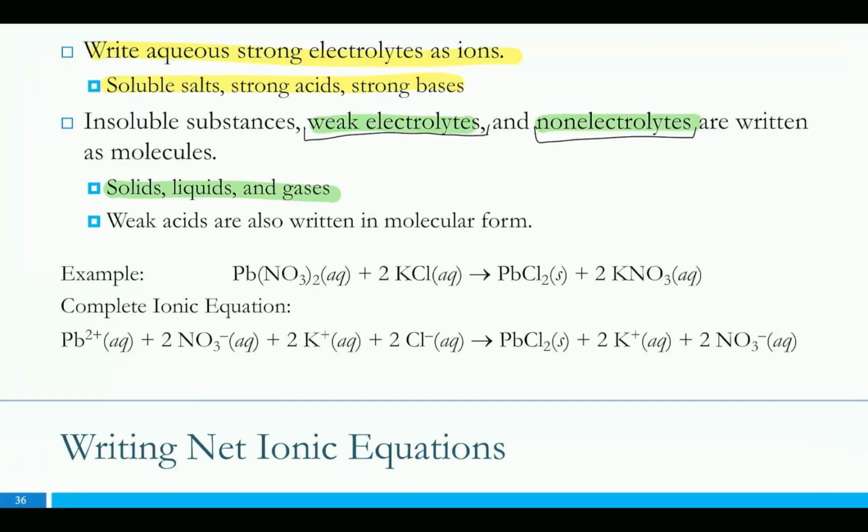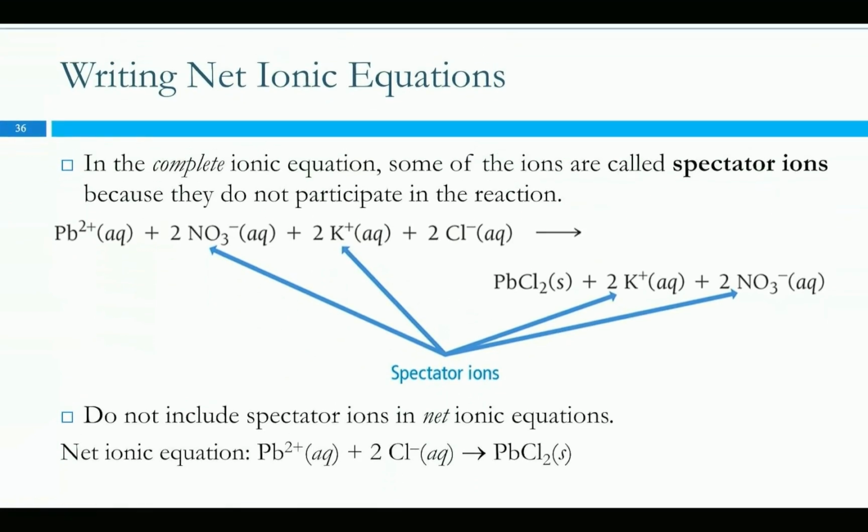Now for the net ionic equation, we only care about the things that are actually reacting. And so the fastest way to identify what's actually reacting is to look at the things that aren't ions. So the lead chloride solid, not an ion. That means that the chloride from our reactants and the lead from our reactants are the only things that actually reacted.